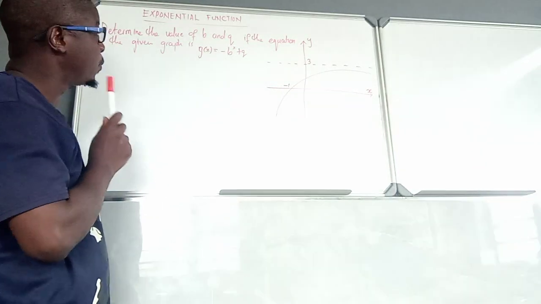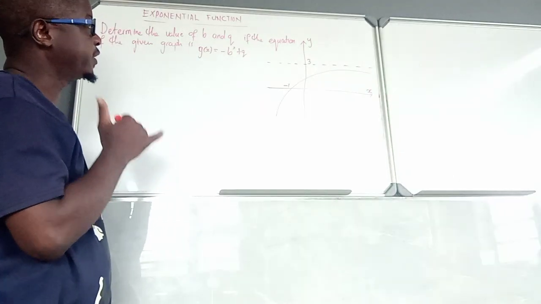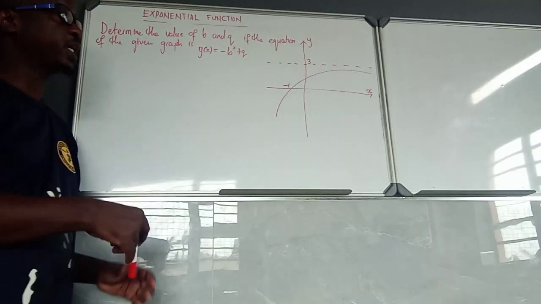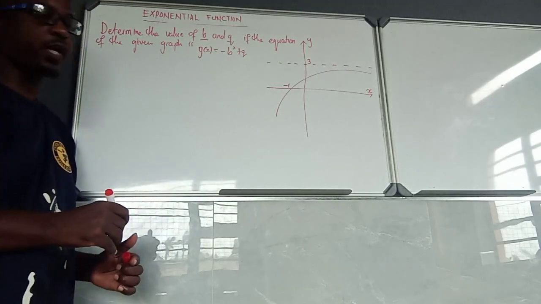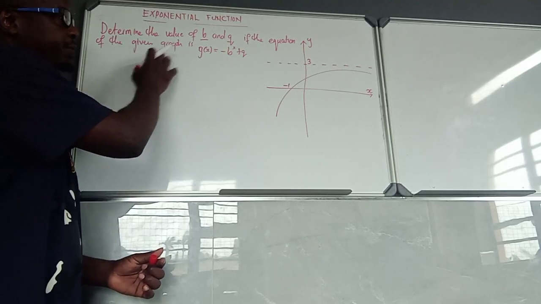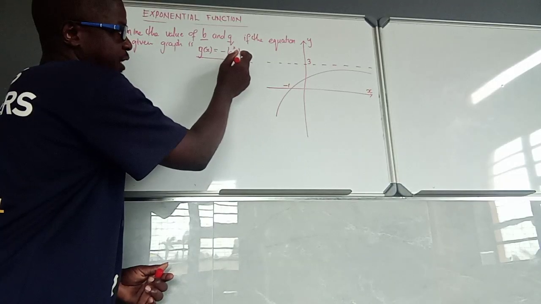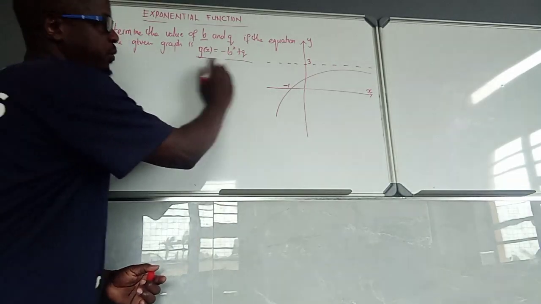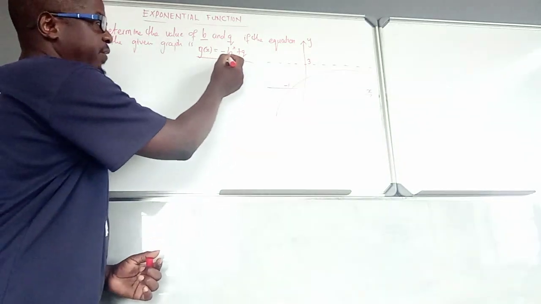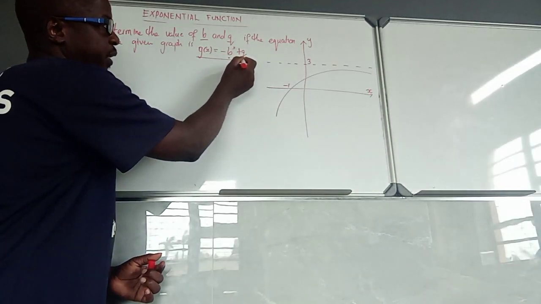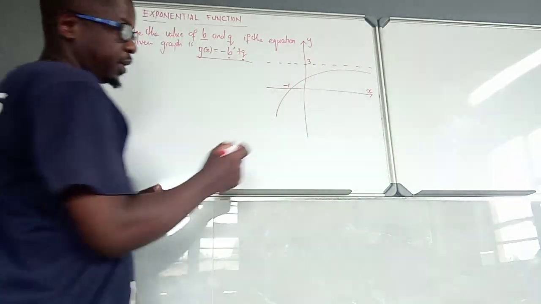In this video, we want to look at the following example. It says: determine the value of b and q if the equation of the given graph is g of x is equal to minus b to the power of x plus q. This is the general form of the equation. We are given it, but we need to find what b is and what q is. And this is the graph that goes together with the expression.